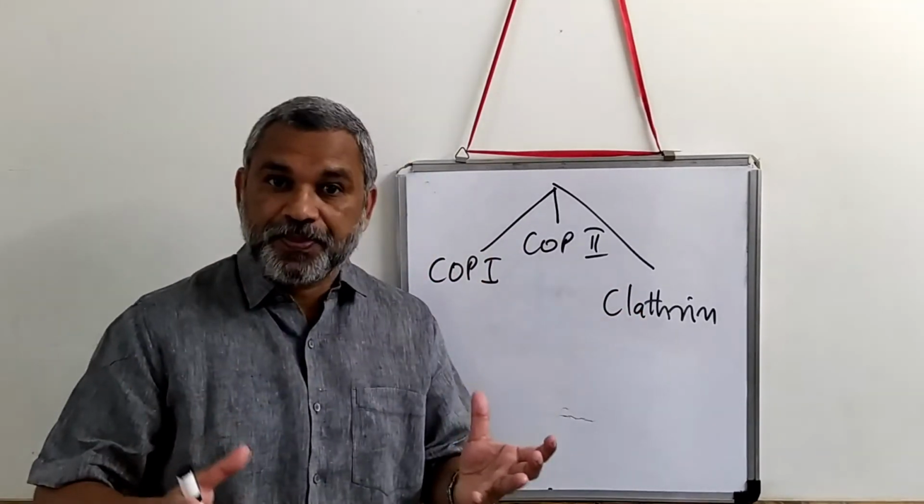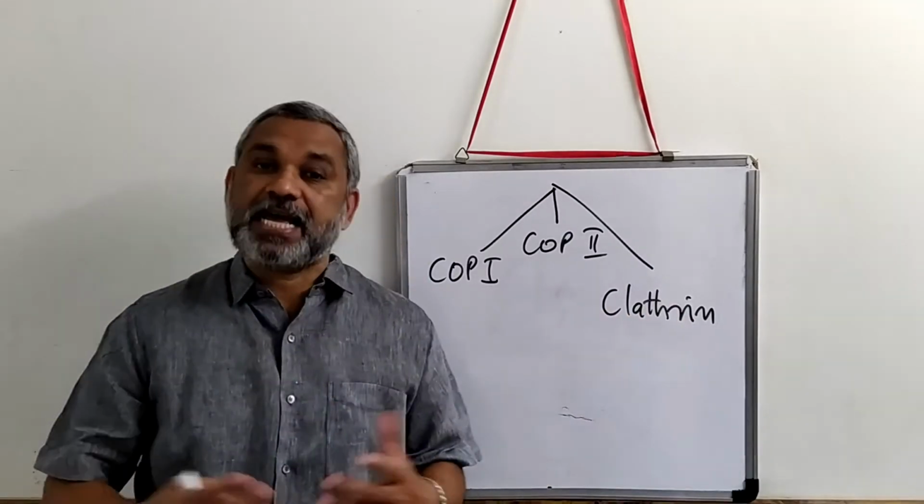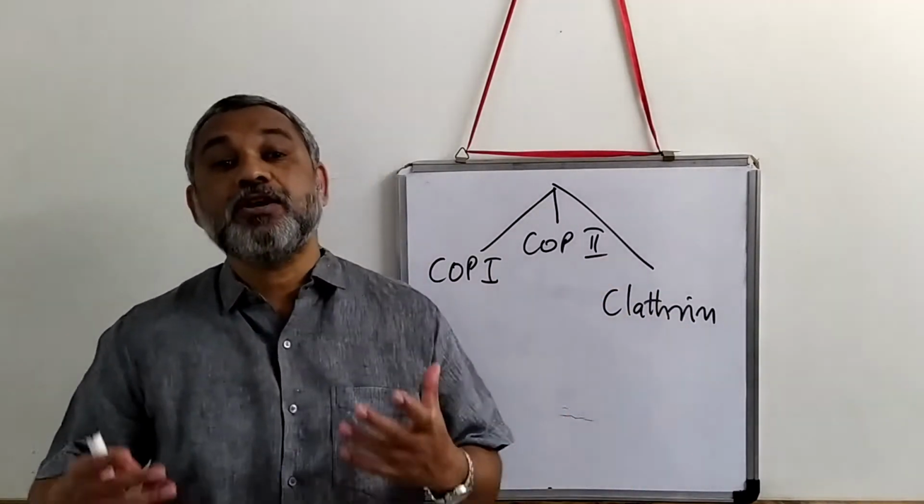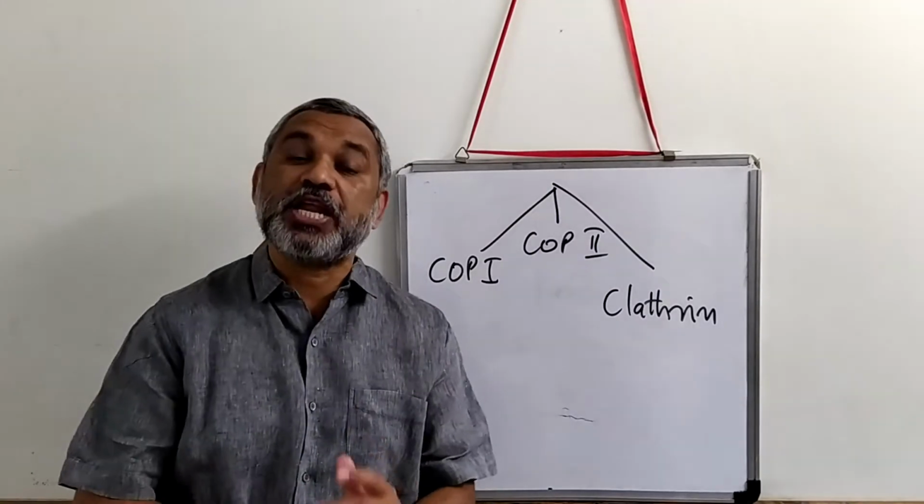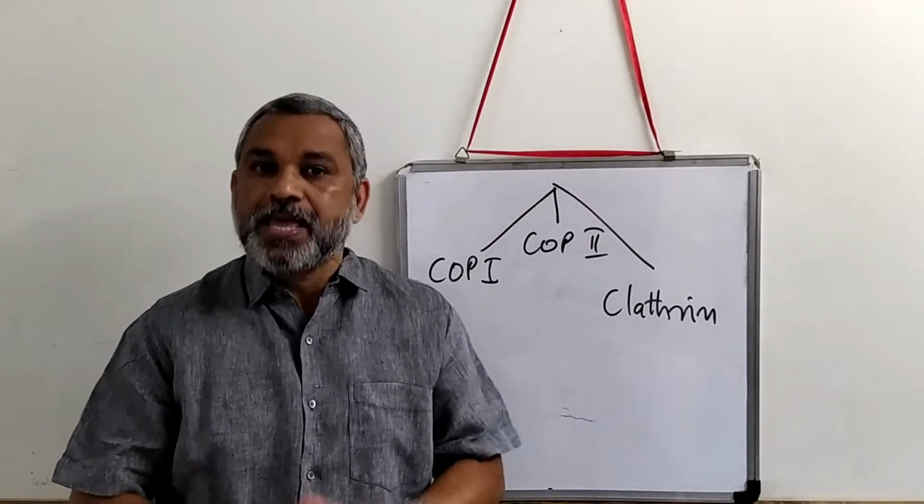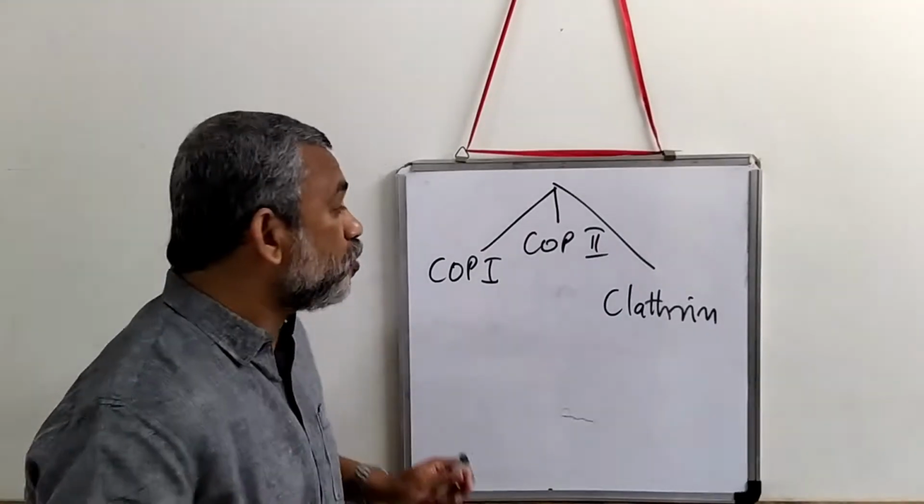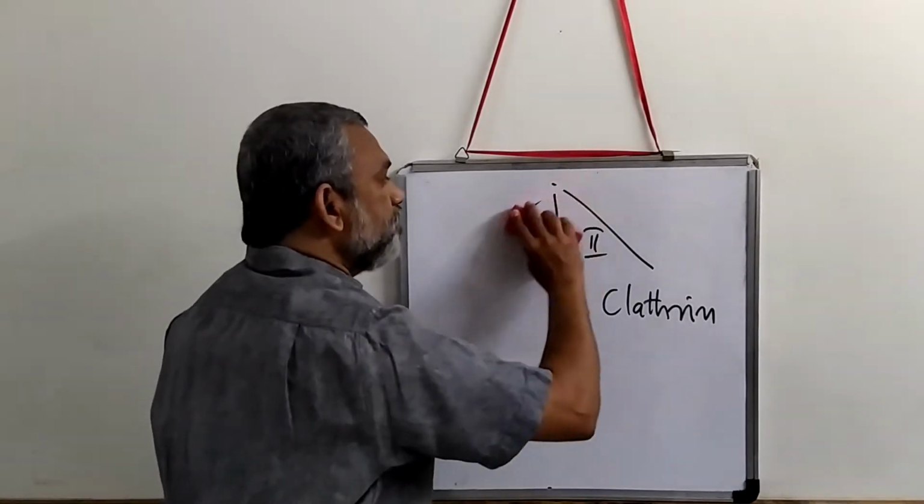of vesicles. And there are three kinds of vesicles. That is what we have seen: COP1, COP2 and clathrin coated vesicles. These are the three types of vesicle. In this particular video, we are going to focus especially on the COP2 vesicles.